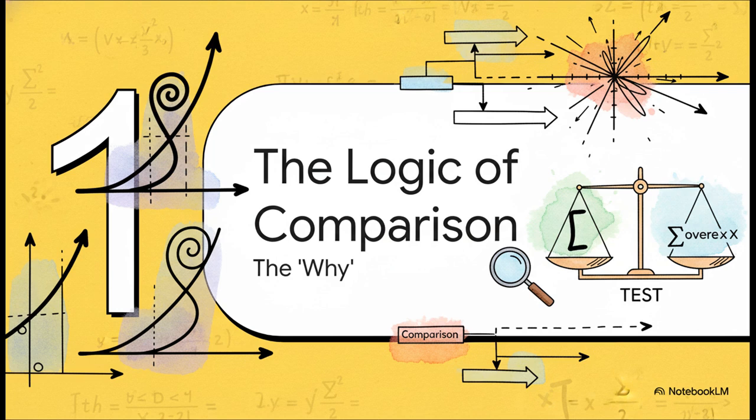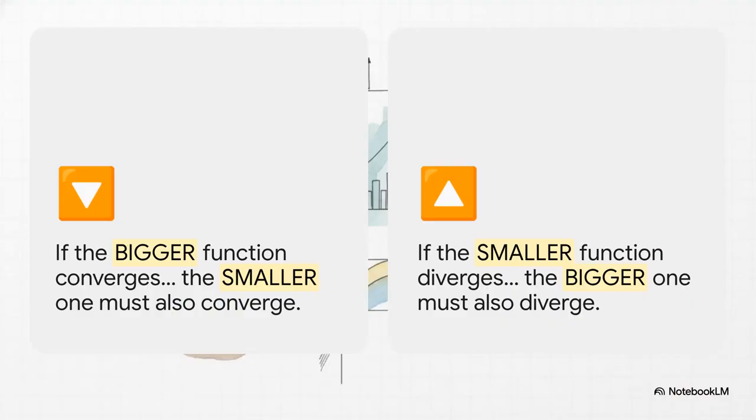You know, in fields like physics or engineering, it's often way more important to know if a system is stable, if the total energy converges to a single number, than it is to know the exact value of that number. The comparison test gives us a way to figure that out by focusing on how a function behaves in the long run without ever having to solve the original integral. And the logic behind all this? It's actually incredibly simple. Just think about it.